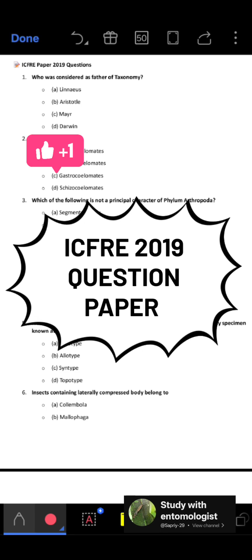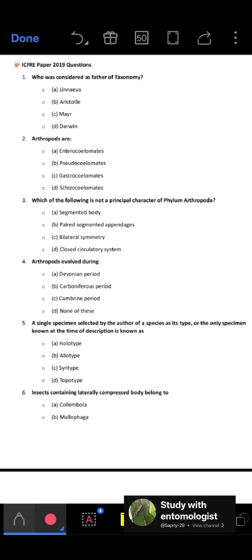So today we are going to discuss the ICFRE question paper 2019 for the Scientist B post in entomology. So here are the questions. First is, who was considered the father of taxonomy? The answer will be Linnaeus.